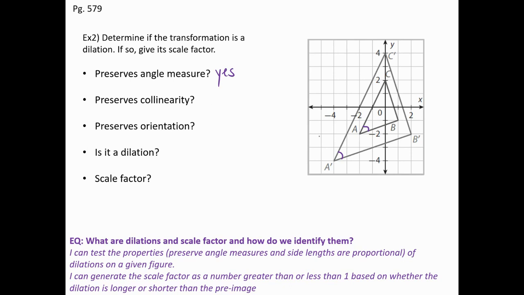Preserves collinearity. So again, that's testing the points. Are they on the same line? Yes, they are. A, B, and A prime, B prime. And it works for the others as well. So yes. Preserves orientation. Are these triangles kind of pointing the same direction? Yes, they are. One of them isn't flipped or turned or something.